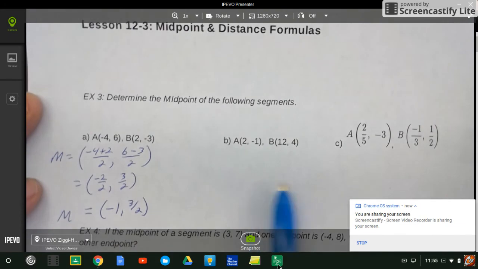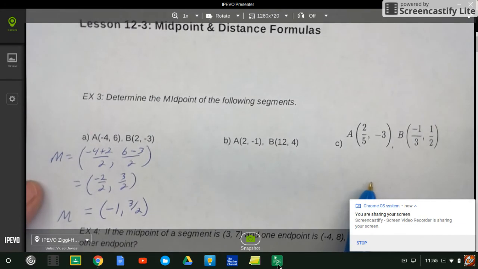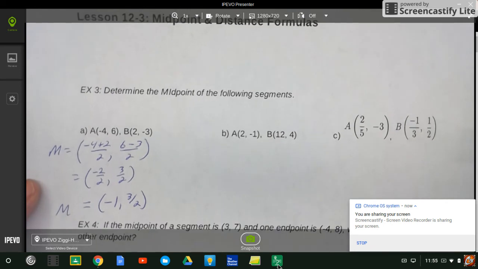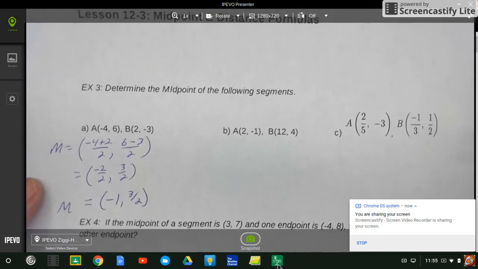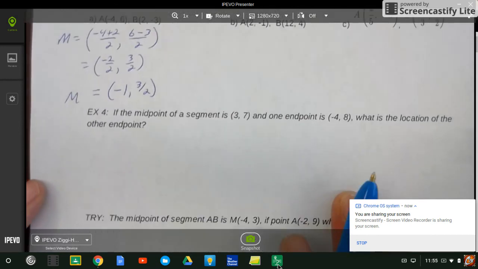Okay, you're going to try the next two problems. See how you do on those. Play with your fractions here. Leave things in fraction form. Reduced fraction form is always better. But I do want to show you one more type of problem before I let you try some.